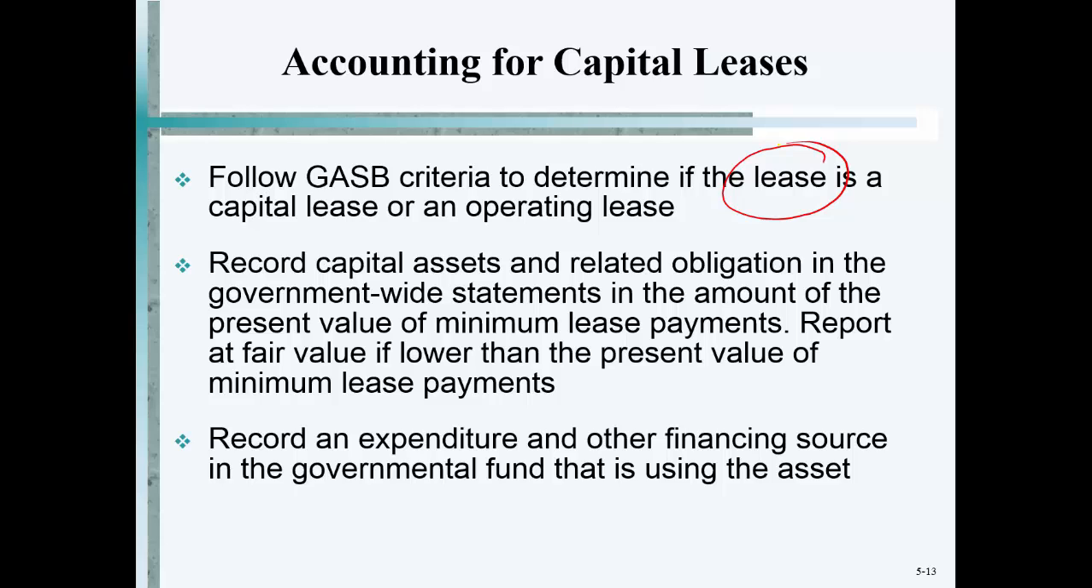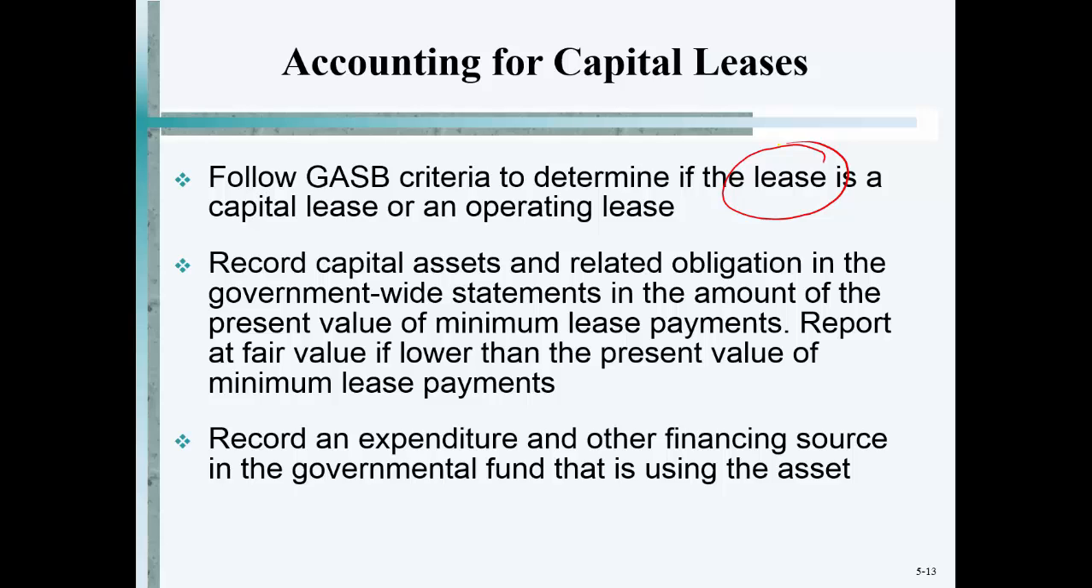And the term of the lease has to be greater than or equal to 75% of the economic life. How many of these do you have to meet? You only have to meet one of them, right?